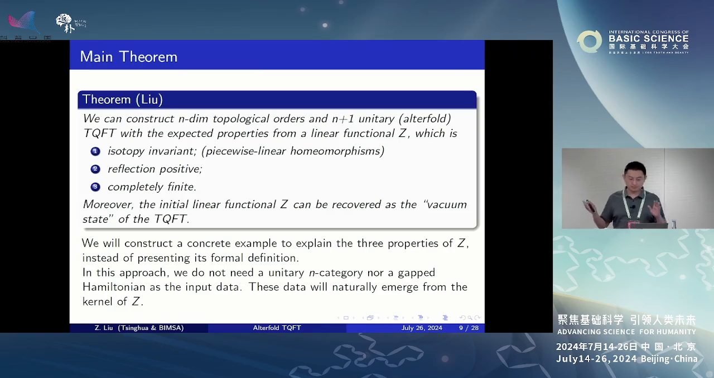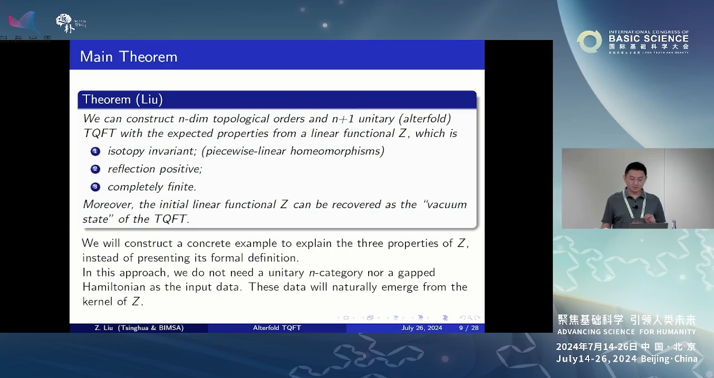But somehow the real crucial condition here is the second condition. But we do need to check the third condition. Now, we will construct a concrete example to explain the three properties more explicitly, but not really presenting its formal mathematical definition.